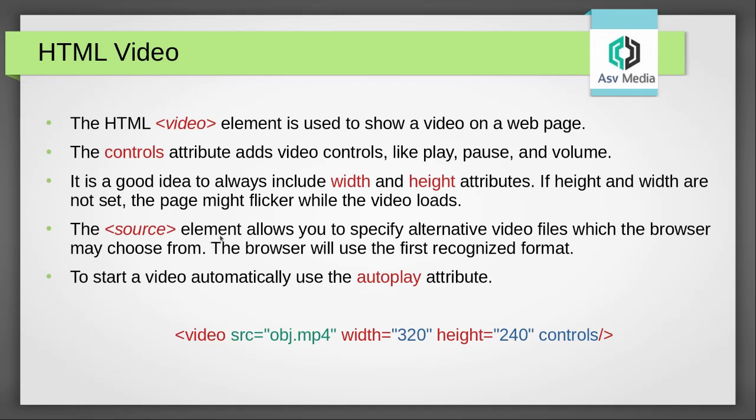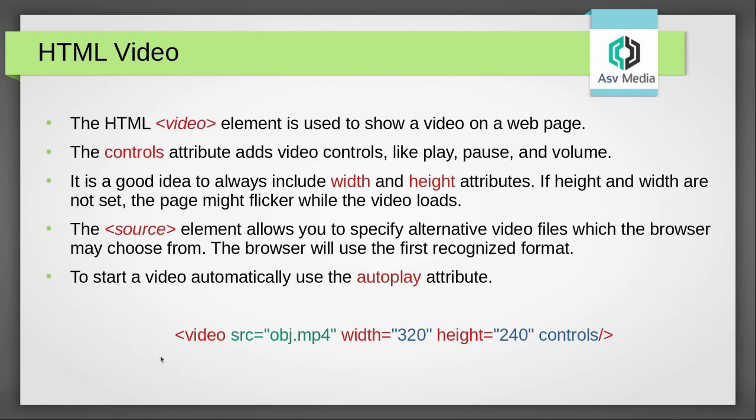The source element allows you to specify alternate video files which the browser may choose from. HTML video supports files like MP4, OGG and WebM. Some of the browsers may not recognize that, so it is better to use MP4s. To start a video automatically, use the autoplay attribute.